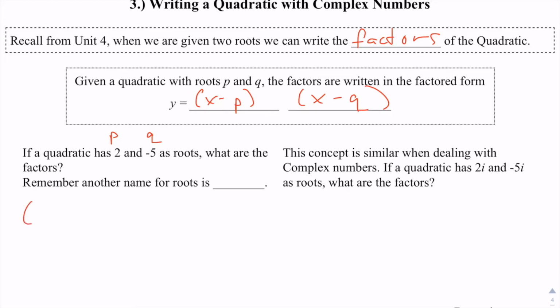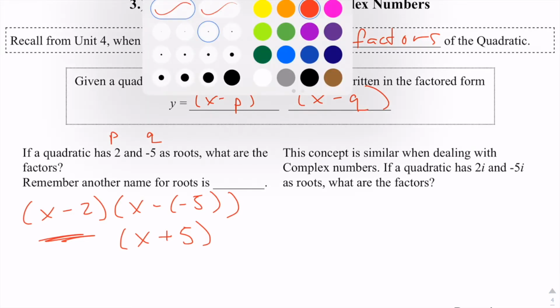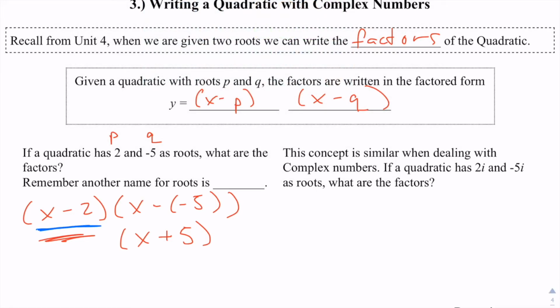We would say x minus 2 and x minus negative 5. So the x minus 2 is okay, but we can simplify x minus negative 5 even more and just make it x plus 5. So our two factors would be x minus 2 and x plus 5. And remember that another name for roots is zeros.